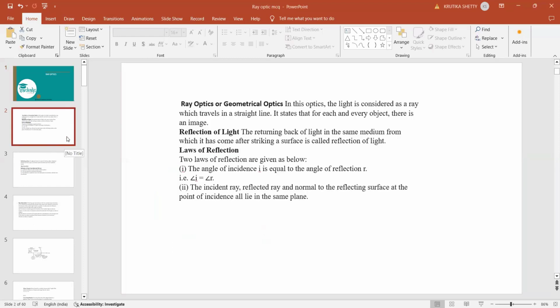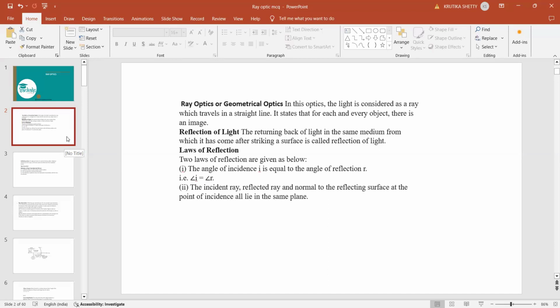So yesterday we started with ray optics. So what is ray optics? What is reflection of light? Laws of reflection we have studied. So according to the laws of reflection, the angle of incidence is equal to the angle of reflection.